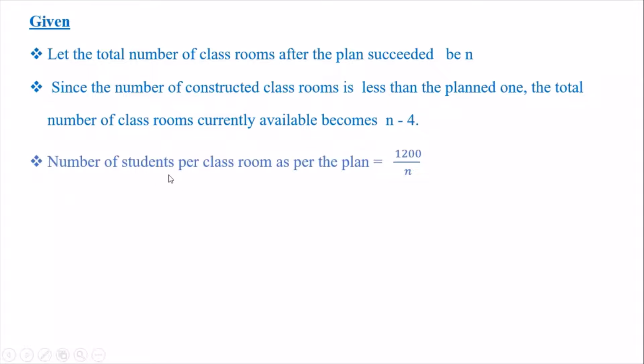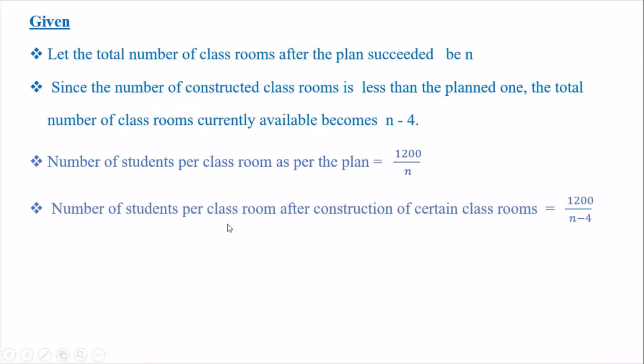So the number of students per classroom as per the plan becomes total number of students divided by total number of classrooms. We are given that the total number of students is 1,200, and we let the total number of classrooms as per the plan be n. Therefore, 1,200 students divided by n classrooms gives the ratio of students number to classroom number.